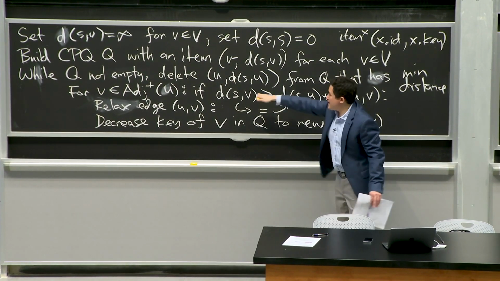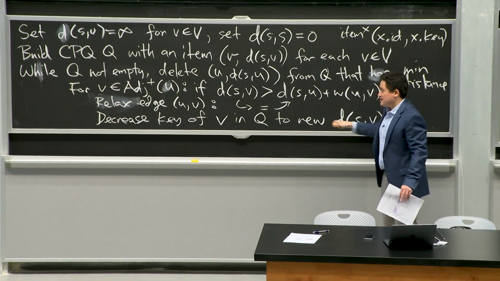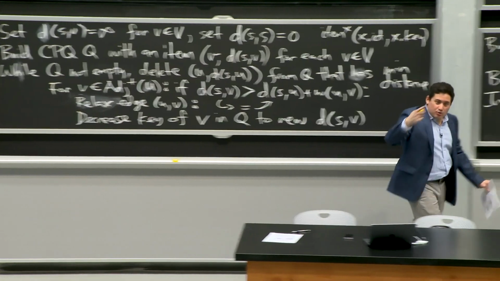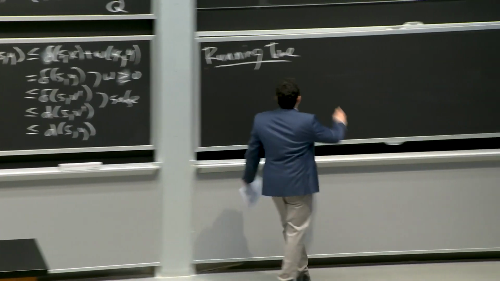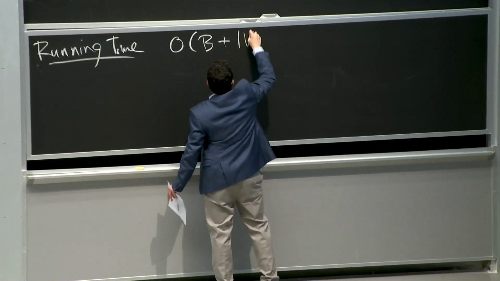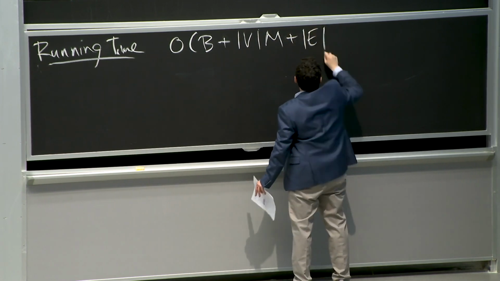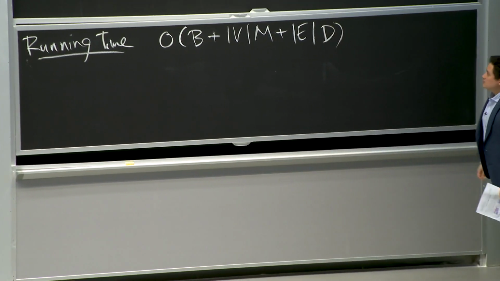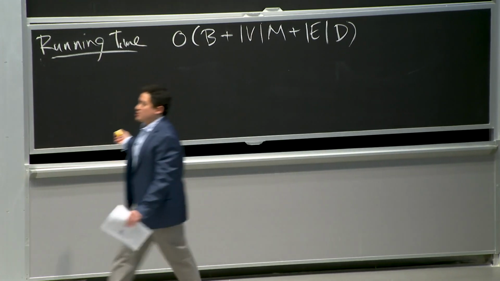Then, for every possible edge, we may need to relax and decrease the key in our queue once for every outgoing edge. Okay? So the running time is B plus V times M plus E times D. Right? Okay. So how could we implement this priority queue?